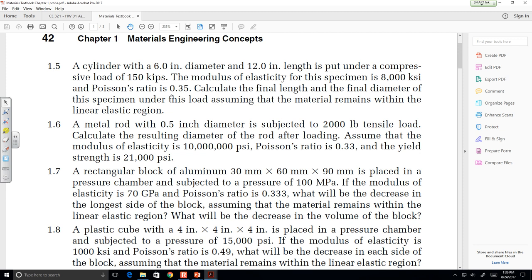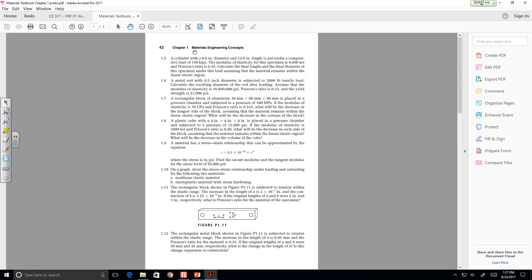What I want you to determine is the final length and the final diameter. So it's going to involve things like computing the area, computing the stress, computing the strain, and then going through and computing the deflection and deformation. So you really want to make sure that you understand those fundamental formulas. Again, don't wait until the last second. Give it a once-over, maybe over the weekend, or at least be ready on Thursday to ask questions because it'll be due the following Tuesday.